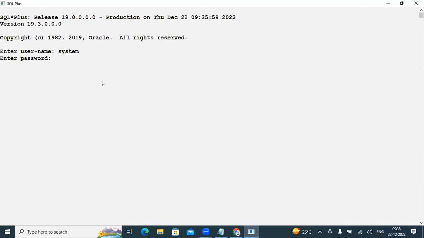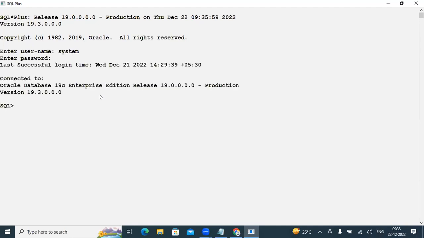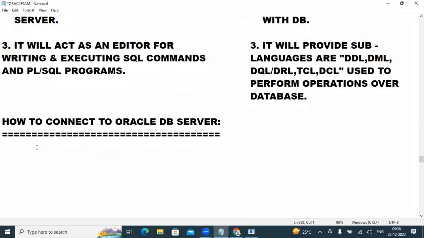Now I entered my password and it successfully connected to Oracle Database 19c Enterprise Edition. This is what happens. Now these are the steps you need to follow, step by step.